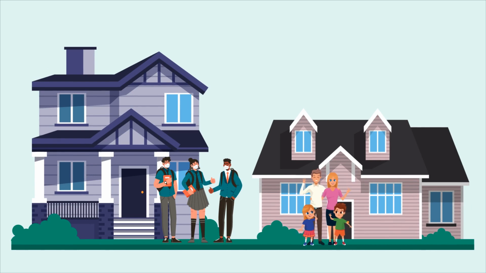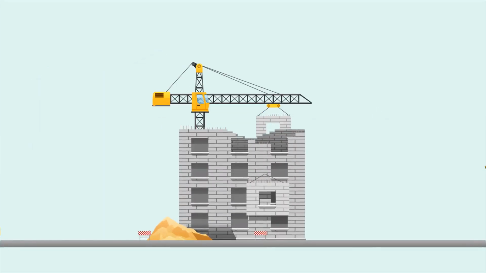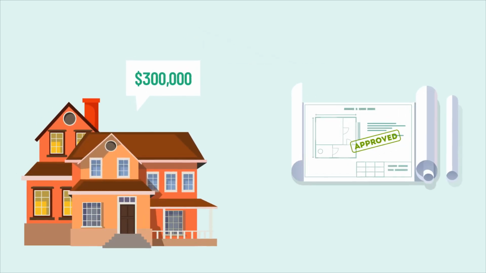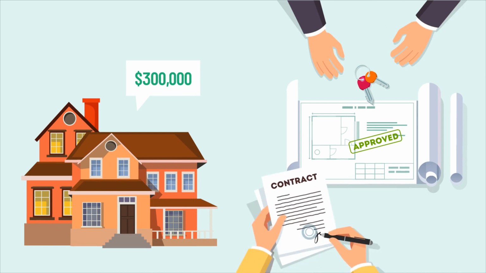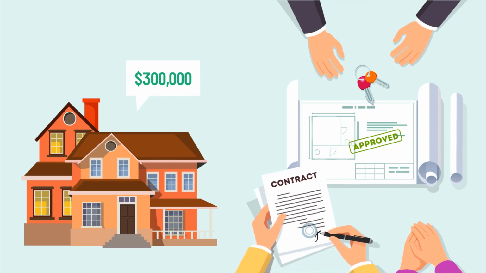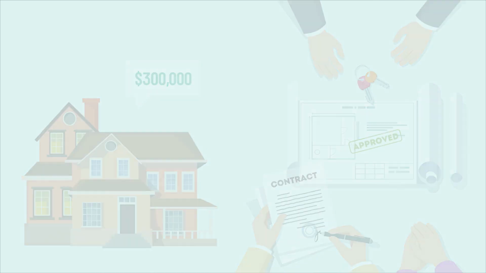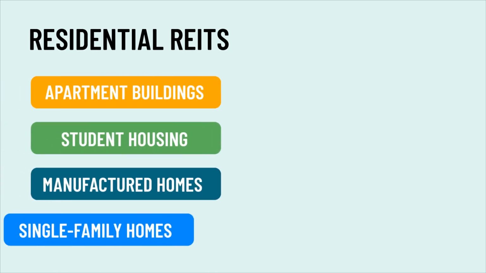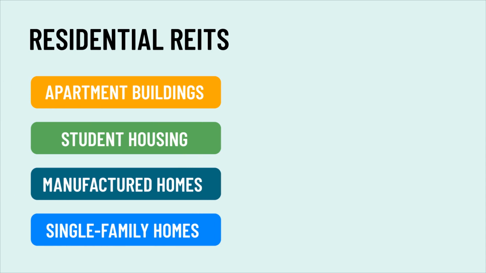Some own single-family rentals. Some residential REITs primarily grow through development, that is, by building new properties from the ground up. Others choose to grow through acquisitions. They create value by purchasing and often improving existing properties. Some REITs do a combination of these. Residential REITs include REITs that specialize in apartment buildings, student housing, manufactured homes, and single-family homes.